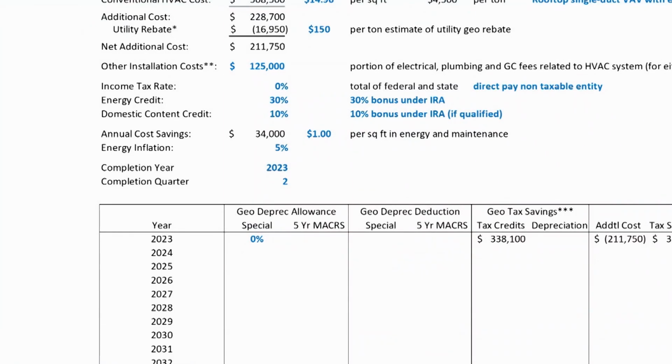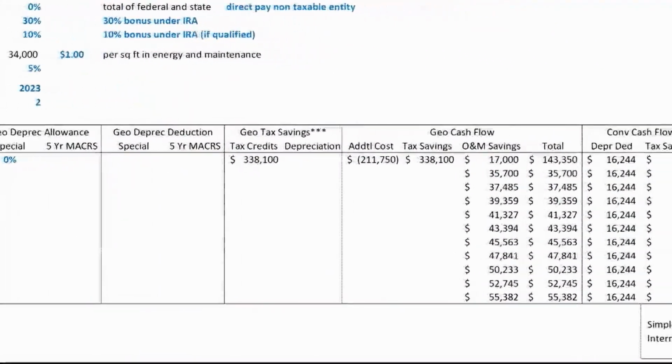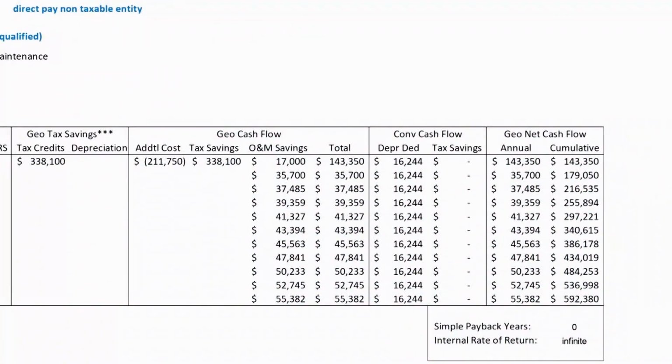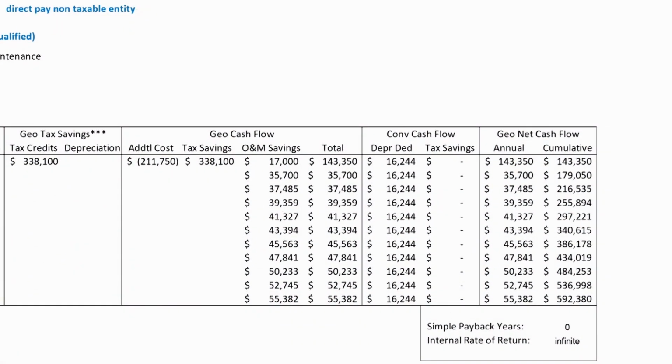And same cost savings. Now you plug it in, they have the same $211,000 more that they paid, but they also now have a $338,000 check coming back to them from Treasury. So they are ahead $143,000 in year one, and they still have those savings going out there. That took their payback from 5 years to 0, and it took their rate of return to infinite. And you're going to see a lot of this. We're just getting started here.